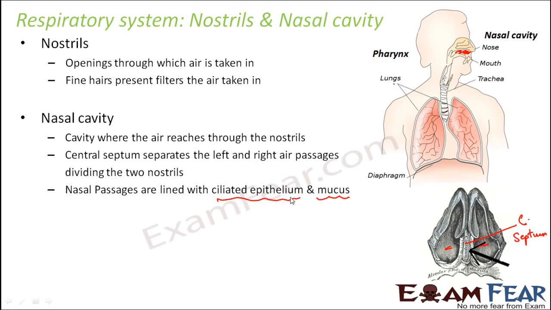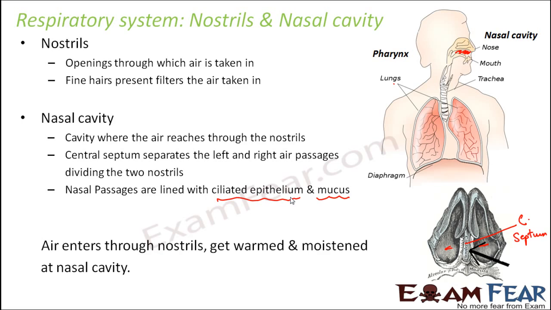It is a slimy substance, as I said. So mucus and ciliated epithelium together help in filtering the air. The nostrils and nasal cavity throughout are lined by small hair-like structures, either in the form of cilia or otherwise, which help in filtering the air. It is very important that we keep the respiratory system very well protected, because if some foreign particles get inside the respiratory system, it can actually spoil the entire functioning of the body.